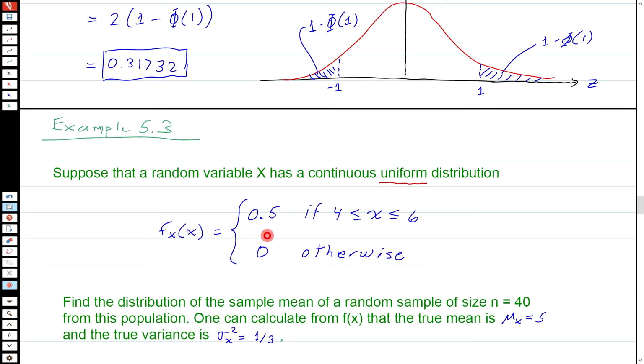Let's illustrate it with another example. Let's suppose the random variable x has a continuous uniform distribution. f of x is 0.5 if x lies between 4 and 6. So what does this thing look like?